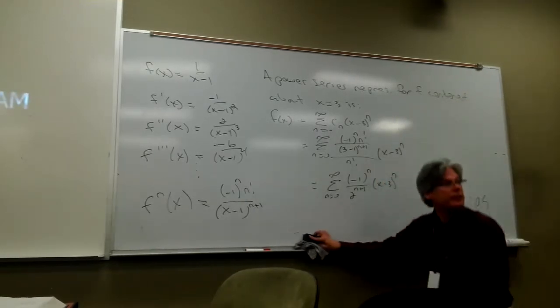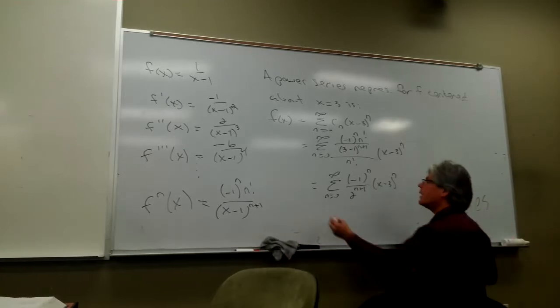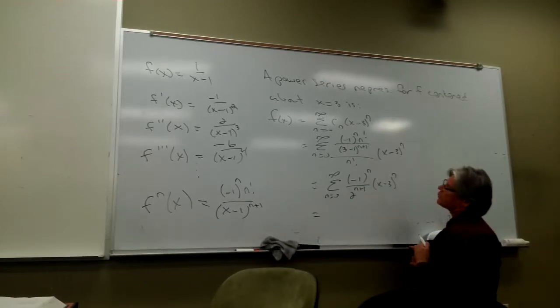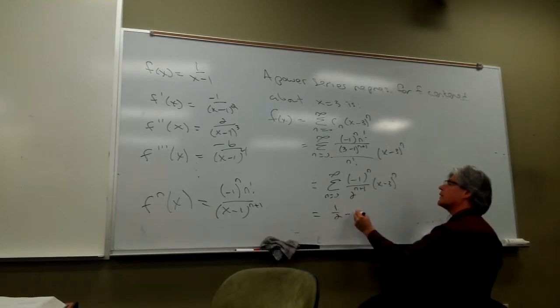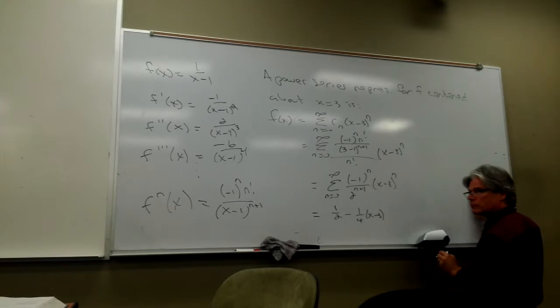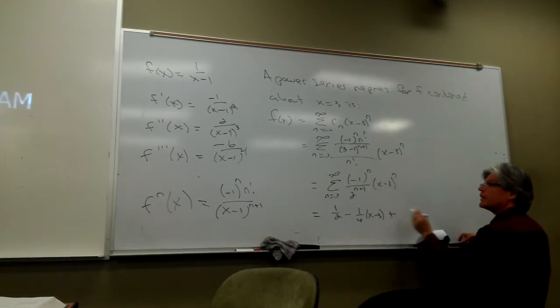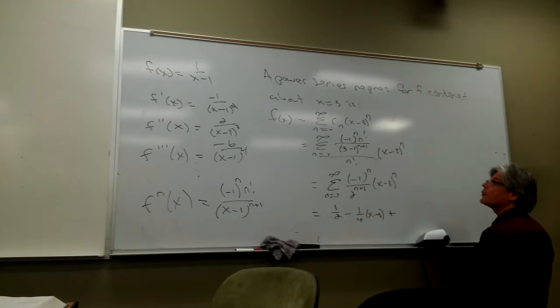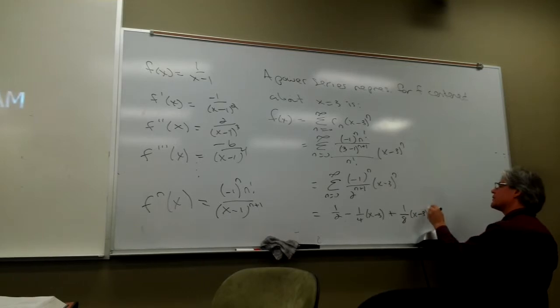Do you guys mind if I expand it out a little bit? Let's just play with this, see what it looks like. I think when n is equal to 0, I get 1/2. But when n is equal to 1, I get a -1/4 times x minus 3. When n is equal to 2, I get an additional third term, which is nothing more than, did I say n equals 3? I meant n equals 2. Doesn't that give me a +1 over 2 cubed times x minus 3 to the second power?